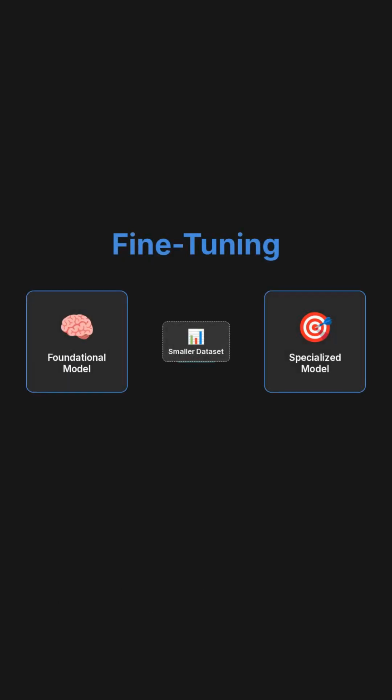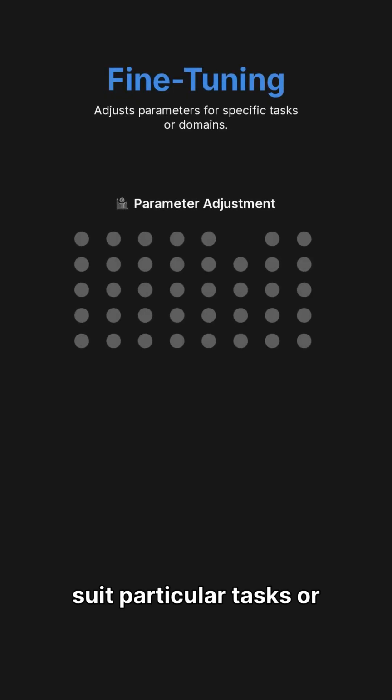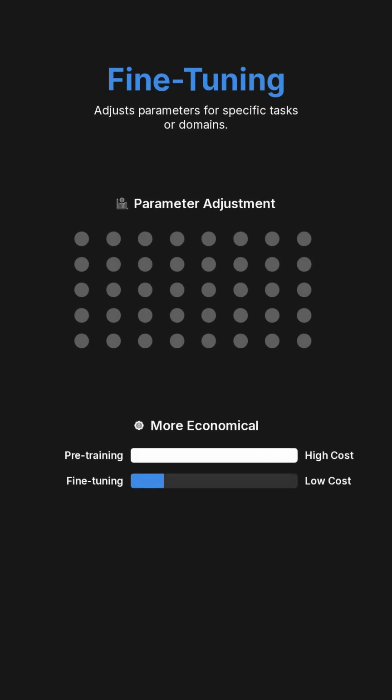Fine-tuning is a secondary training process to teach a pre-trained model a specific skill or style using a smaller dataset. It adjusts parameters to suit particular tasks or domains, being more economical than pre-training.